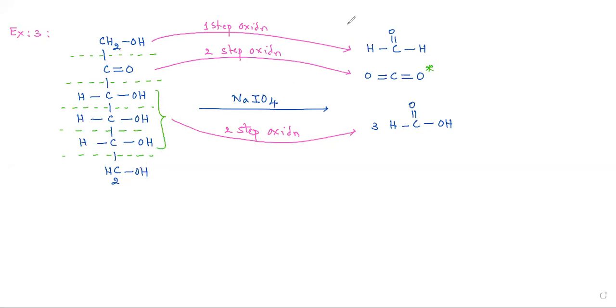And finally, this last one undergoes just one-step oxidation. It's a primary one after bond cleavage, right? Imagine it. Only one-step oxidation of a primary alcohol forms an aldehyde.